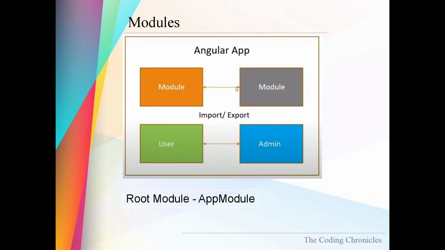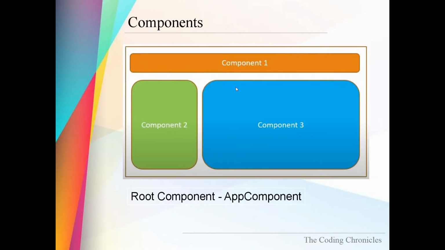For example, we can have different modules such as a user module for application users and an admin module for admin users. Every Angular application has at least one module which is called the root module, and by default this is named as app module. Each module is made up of a number of components and services. A component represents a portion of the UI. For example, we can have different components in the same screen, one for navigation, sidebar, and one for content.